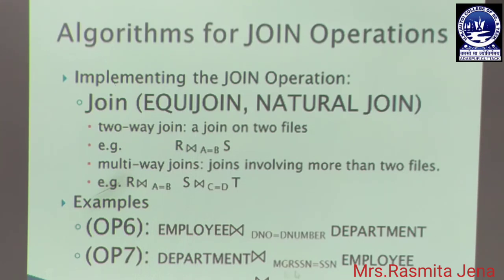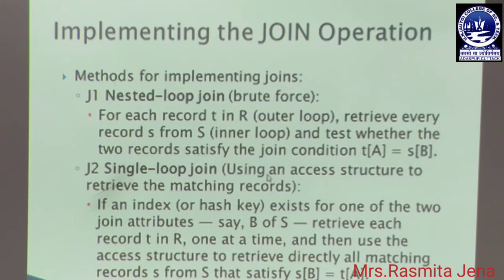This is one of the examples. Suppose the employee table and department table are joined with each other based on the attribute DNO of the employee table and DNumber of the department table, and similarly the department and employee tables are joined with Manager SSN and SSN. Okay. Let us see the algorithm for join operation.